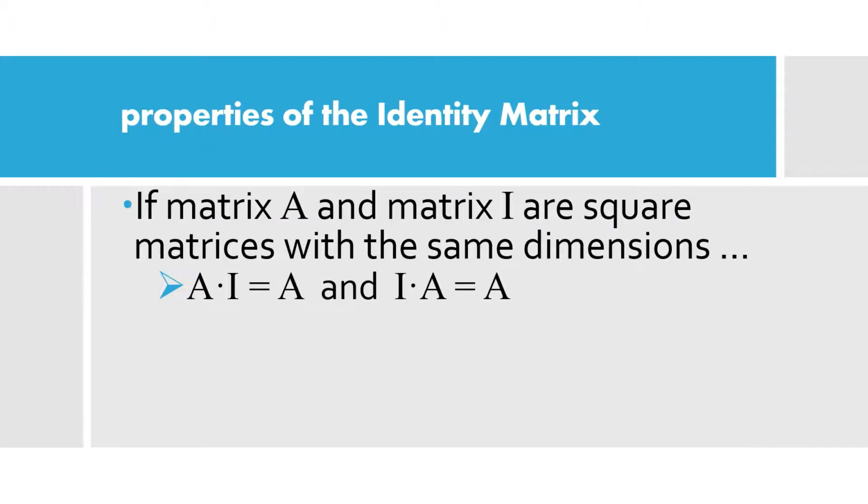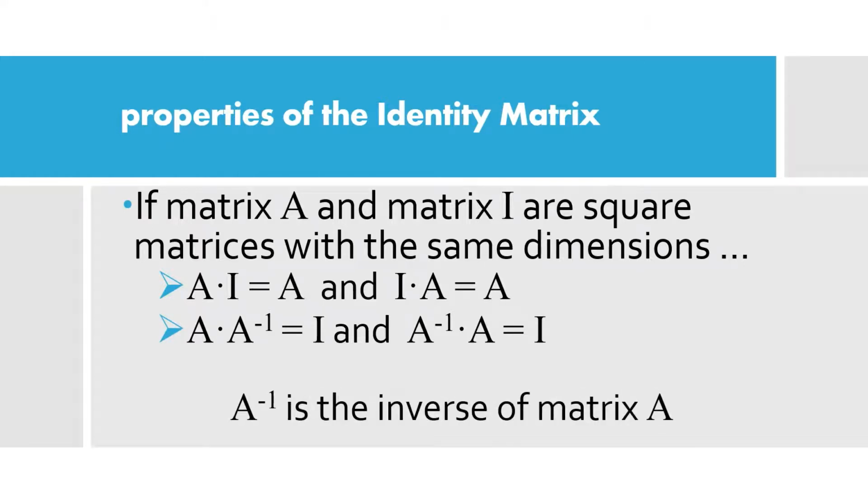The other property says that you can multiply any square matrix times its inverse. That's what this notation means. Any matrix times its inverse, and the result will be the identity matrix. And we'll experiment with that a little bit more tomorrow.